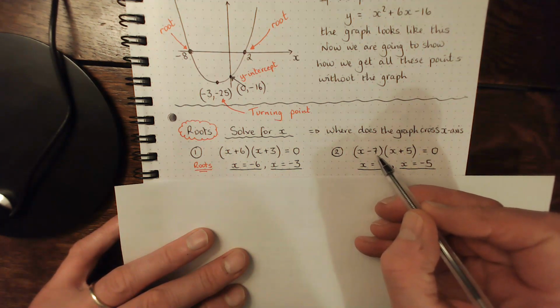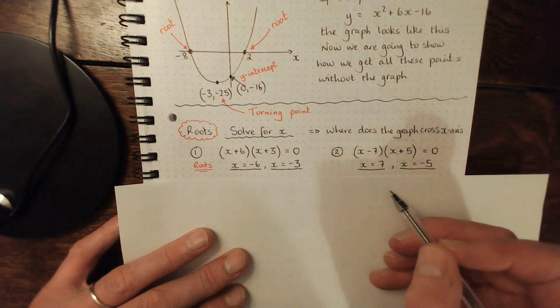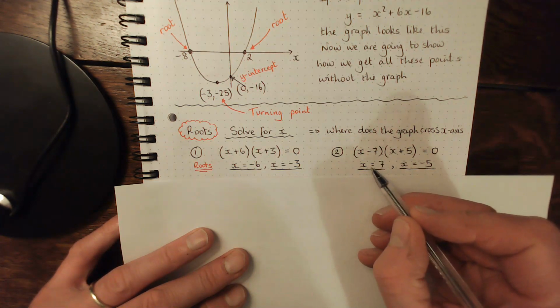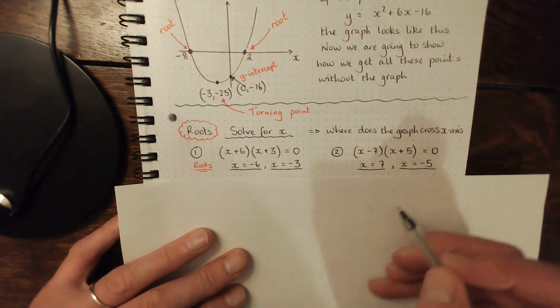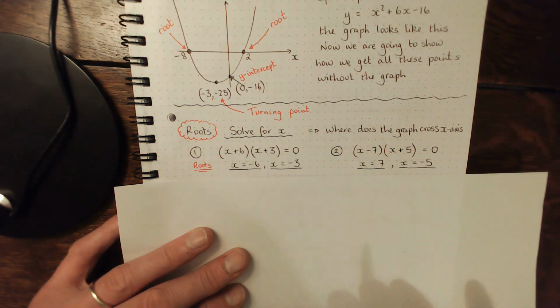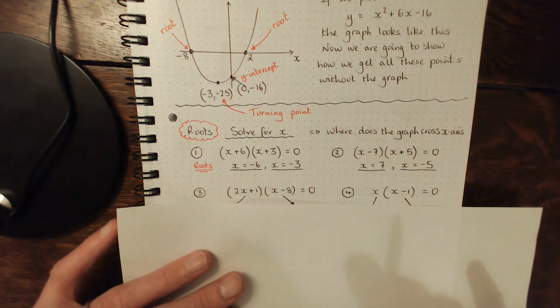That's where it crosses the x-axis. I've done the same thing here with an x minus 7 and an x plus 5. We get 7 and -5 as the roots. That's where it's crossing the x-axis.